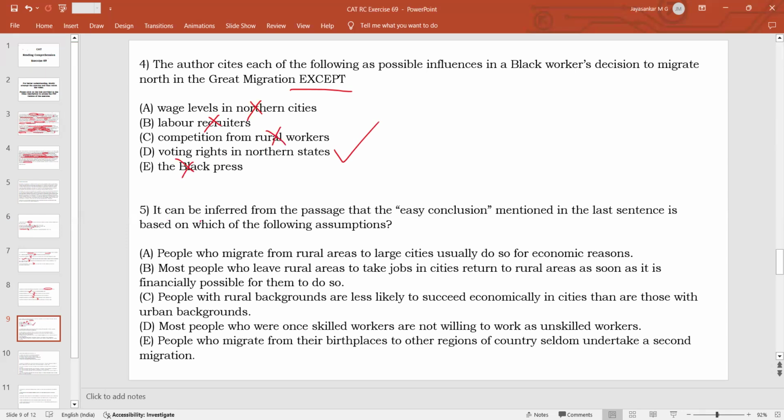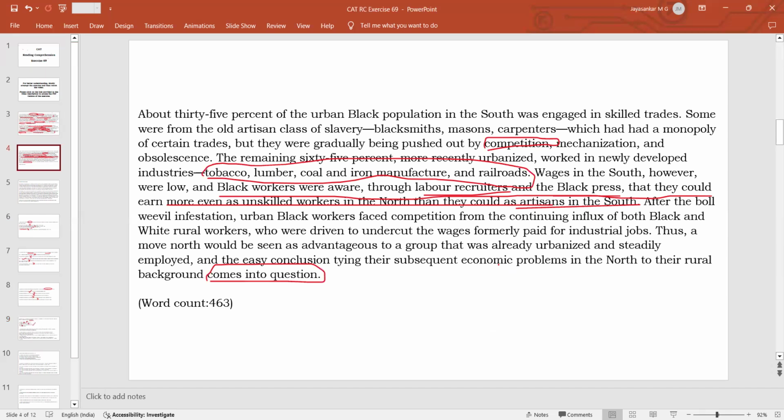Question number 5 rather. It can be inferred from the passage that the author's conclusion mentioned in the last sentence is based on which of the following assumptions. So what is the conclusion stated in the last paragraph?